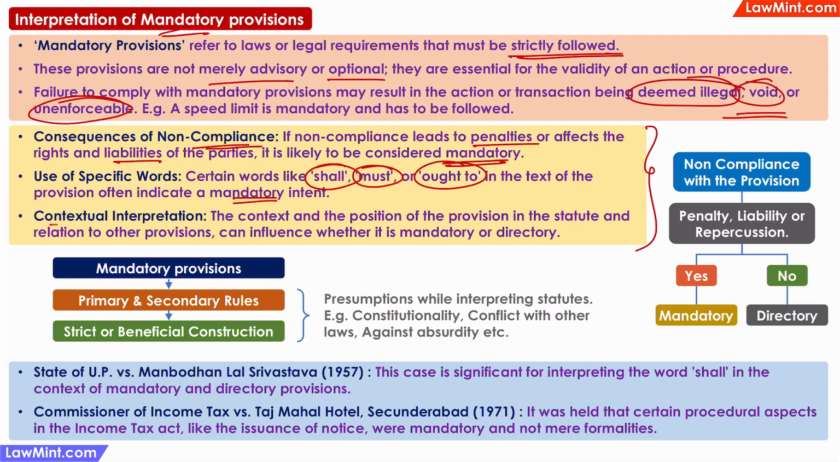Or by reading the provision contextually, what is its position within the statute? What is its relationship with other statutes? We can identify if a provision is mandatory or not. The process of interpretation of mandatory statutes, as usual, starts with the application of the usual primary and secondary rules. And depending on the purpose or the nature of the statute, either strict or beneficial construction is followed. And in every step of the interpretation process, we should validate the interpretation against the presumptions, such as the presumption that the legislature would not have made unconstitutional laws or intentionally created absurd laws.